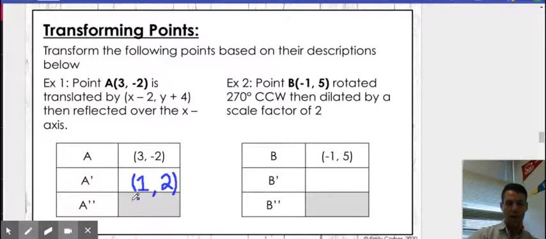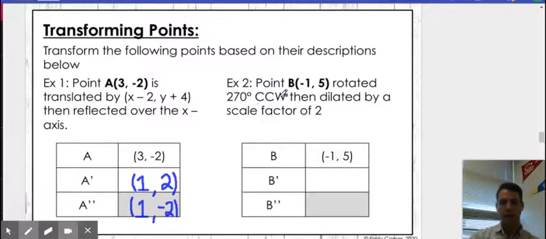And so now from there, we have to reflect over the x-axis. And we're doing that to our first image and not to our pre-image. If I'm only going over the x-axis, that means that our x value of 1 is not going to change at all. And our 2 is going to change, and it's going to become a negative instead.